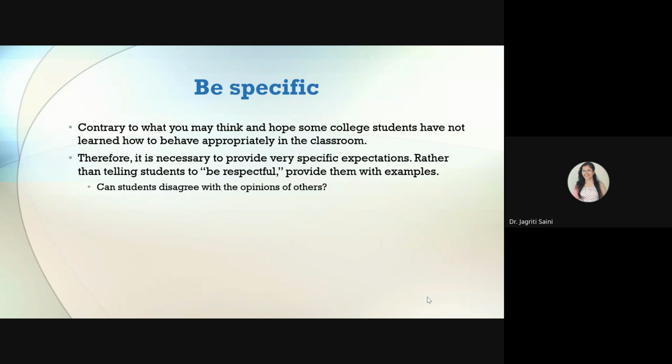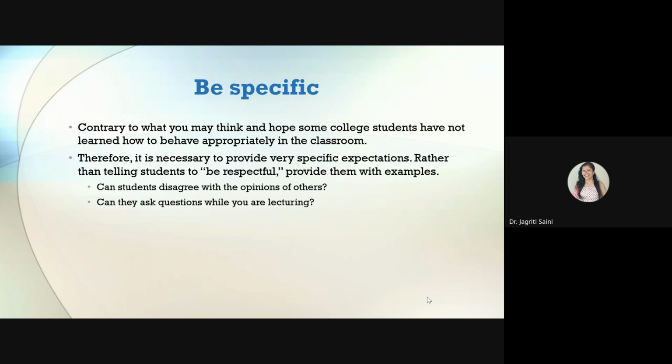And even for the classroom environment, we can be specific about things that we can accept and cannot expect. First thing, can students disagree with the opinions of others? Definitely yes. As I told you, we cannot have a common opinion all the time. We should give them freedom to disagree with the opinions of each other, but there should be a way to convey that. Instead of shouting at each other, instead of being rude to each other, they need to have open discussions about the opinions that they have on a specific topic or a specific subject that we are teaching to them.